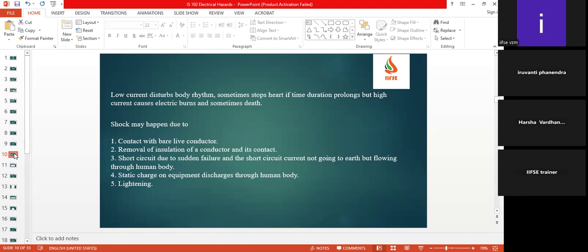Then DC current, when it is on the high side, will cause immediate electric burns and sometimes death as well. Maybe you would have seen people burn into ashes. And shock may happen due to these reasons: contact with a bare live conductor.